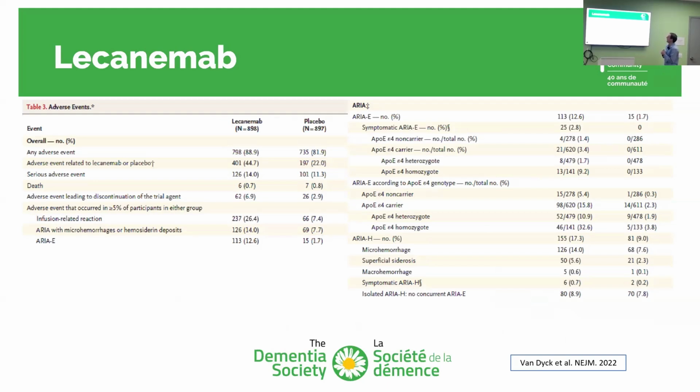So if we look at the people, and we talk about any event in terms of people on lecanemab versus placebo, the reason so many people on the placebo have events is because anything that happens in a clinical trial, you get a cough, a cold, you stub your toe, you have to tell the people in the trial, and that's considered an adverse event.